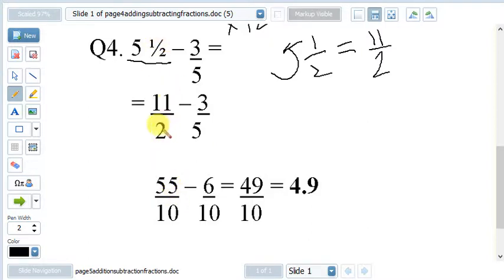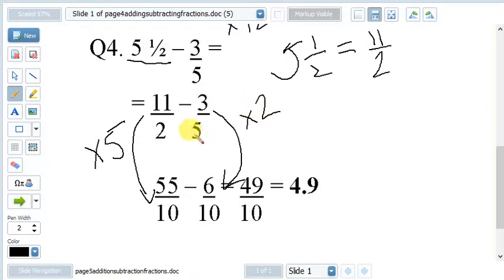So now we need to get a common denominator, and again the common denominator between 2 and 5 is 10, so we've got to times the first fraction, 11 over 2, by the denominator of the second fraction, which is 5, and we times 3 fifths by the denominator of the first fraction, which is times 2.